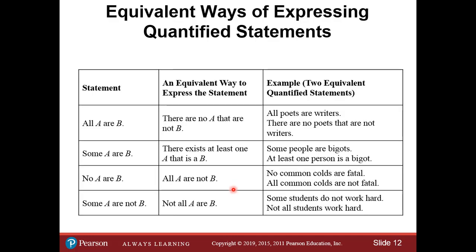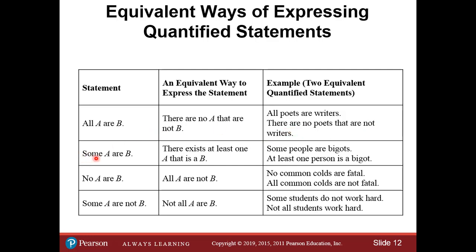So here's a table that is a good reference for you to start practicing, or to help understand how quantified statements work. In symbolic logic we use capital letters for sets of objects. So we say all A are B. In other words, another way of saying that is there are no A's that are not B's. For example, we could say all poets are writers, or we could say there are no poets that are not writers. Those are saying the same thing.